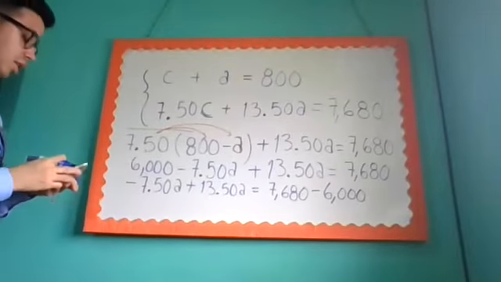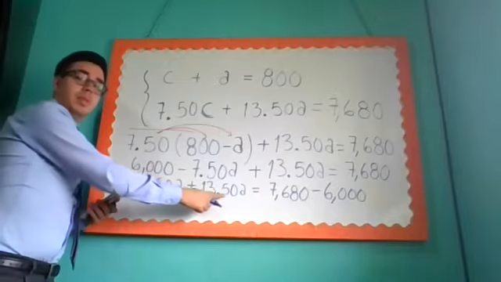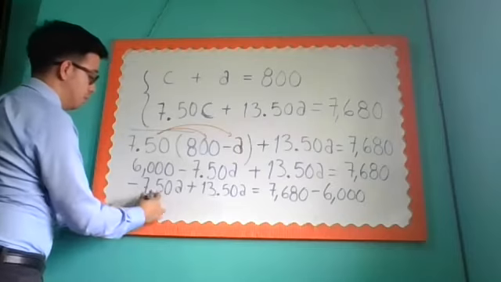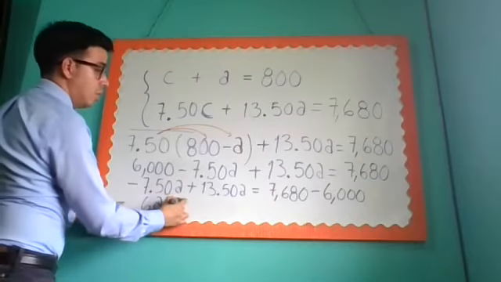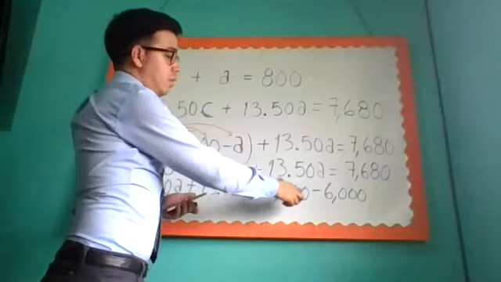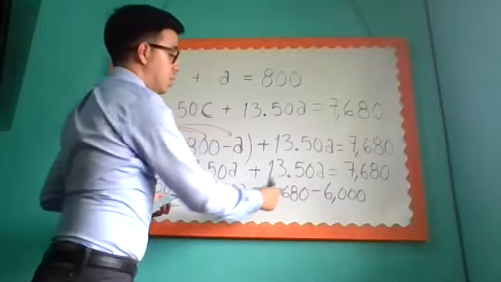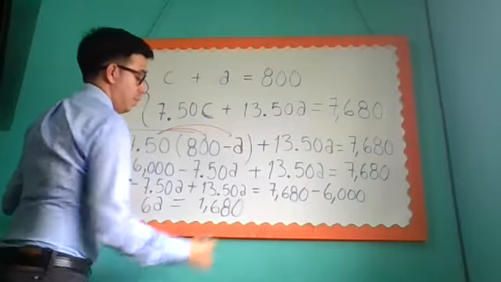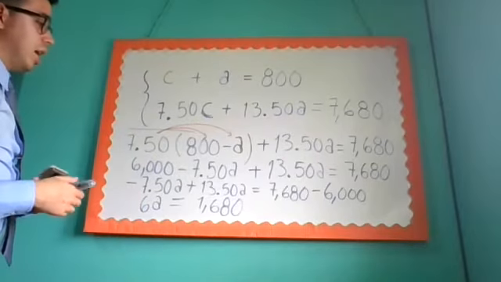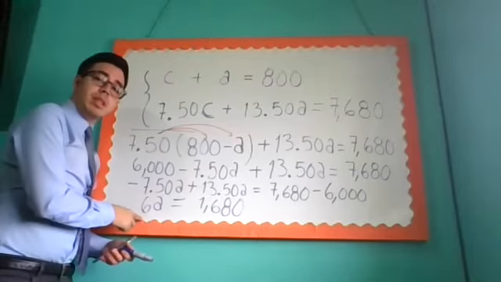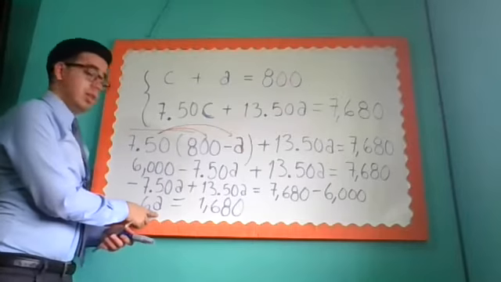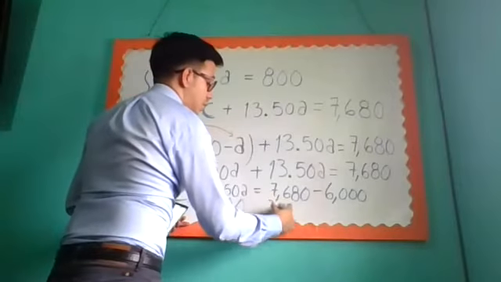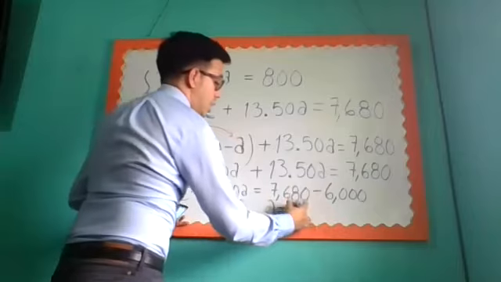And what is the result for this? 13.50A minus 7.50A is going to be equal 6A. And this is going to be equal 7,680 minus 6,000, that is 1,680. Okay. And what is the last step? The number 6 that is multiplying your variable A is going to pass to divide to the other side. So finally, we obtain that A is equal to 280.